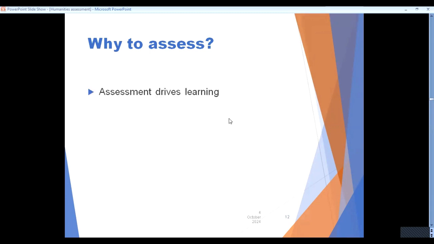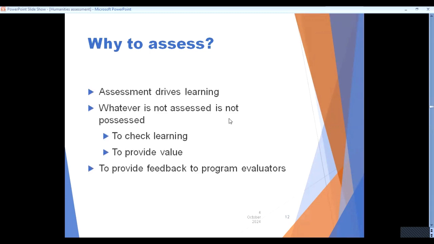Next one, please. We all know that the things which are not assessed are usually not possessed by the students. There is a very famous sentence, assessment drives learning. Not only learning, assessment is the tail which drives the whole curriculum. It has been suggested, and after various researches it has been proved, that assessment holds the key to learning and to the whole curriculum. So assessment should be very robust. Only then will learning occur. And whatever is not assessed is not possessed.